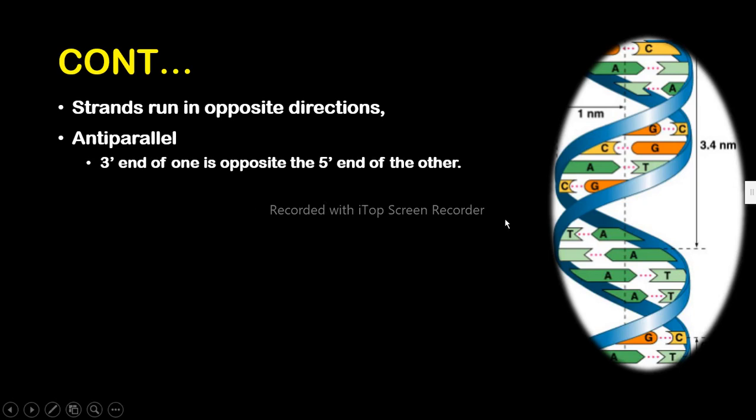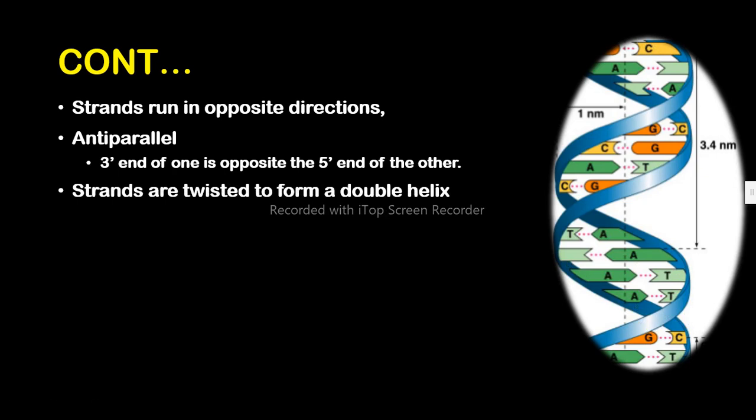Then these strands are antiparallel, as we have said already: one runs from the 3' to 5' direction, and the other one therefore must run from the 5' to 3'. They are twisted to form a double helix, like how you can see.